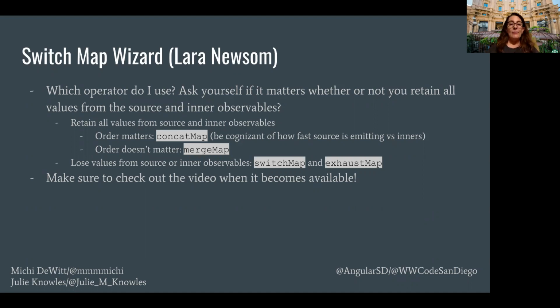And then if you don't care if everything is returned, like if you are on a dog page and there's observables going in the background, you're describing stuff in the background, you decide to go to the cat page, then once you've gone to the cat page, you don't care about the dog page anymore. And so you can stop all of that and then just go to the cat page, and you can use SwitchMap and ExhaustMap for those.